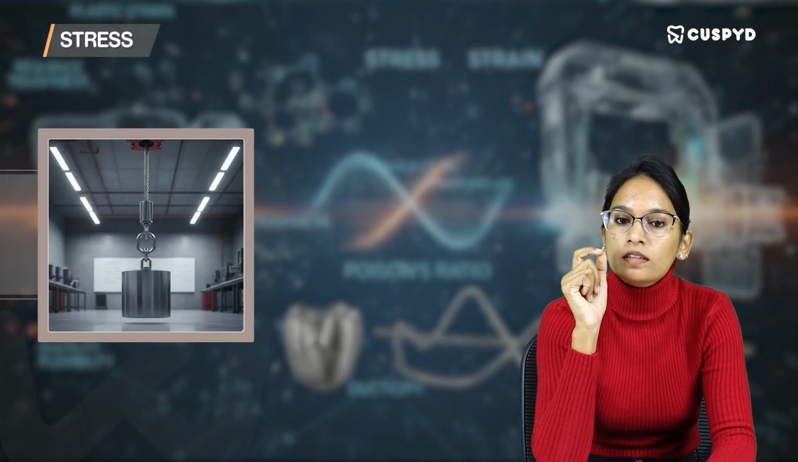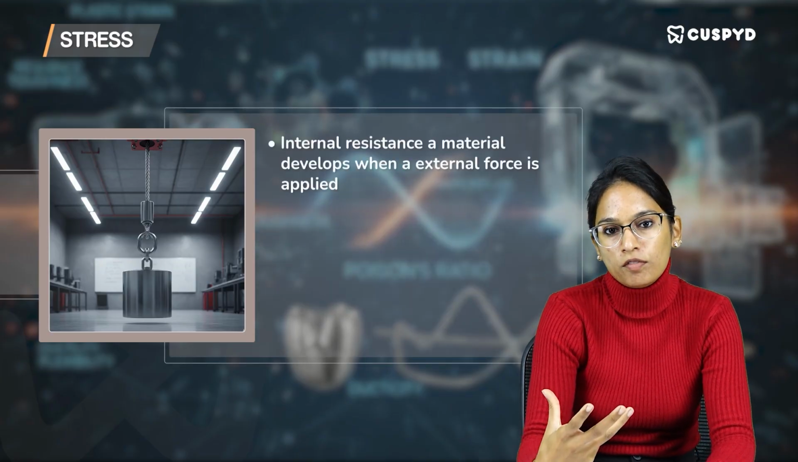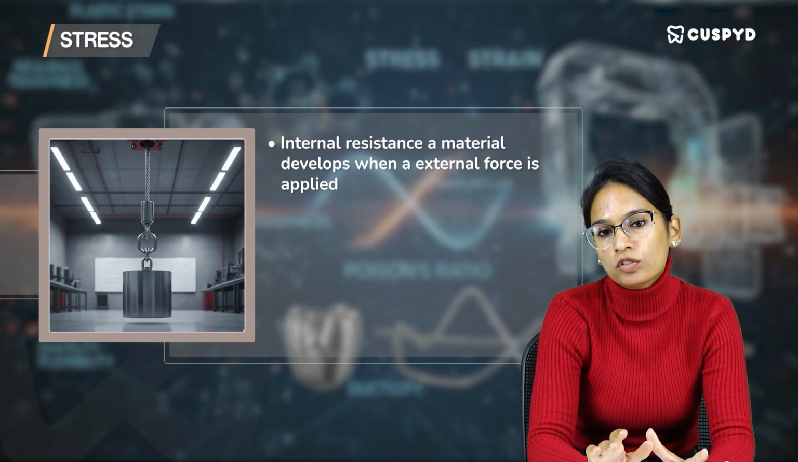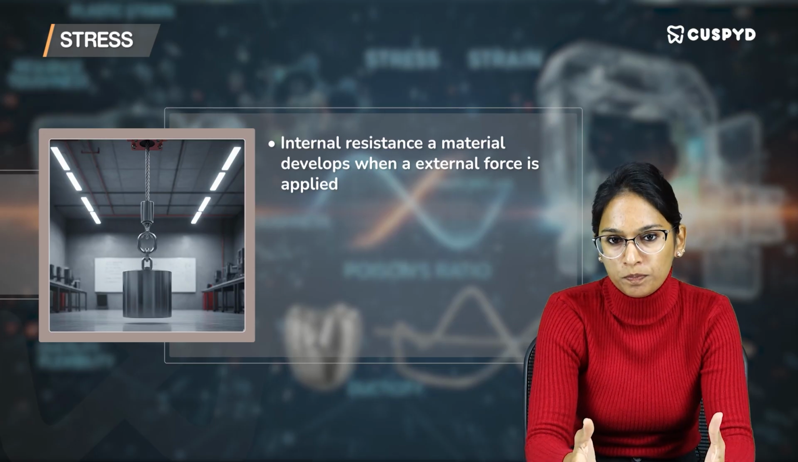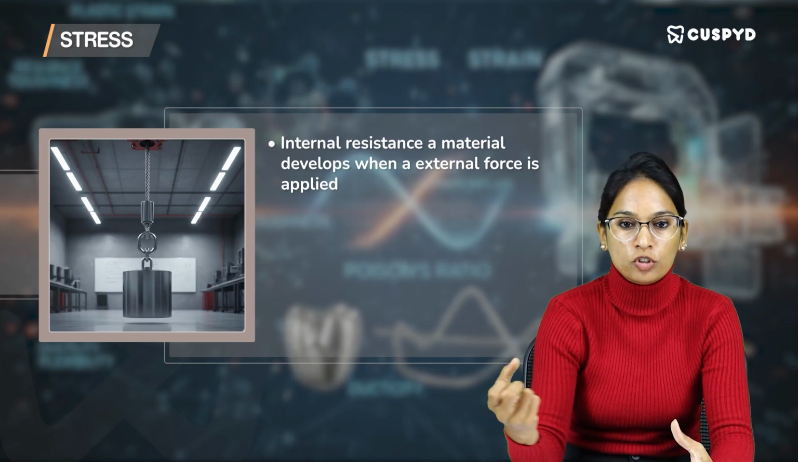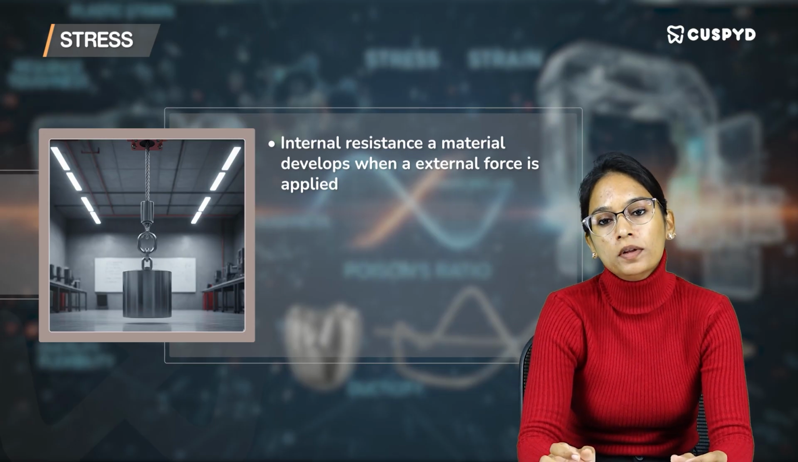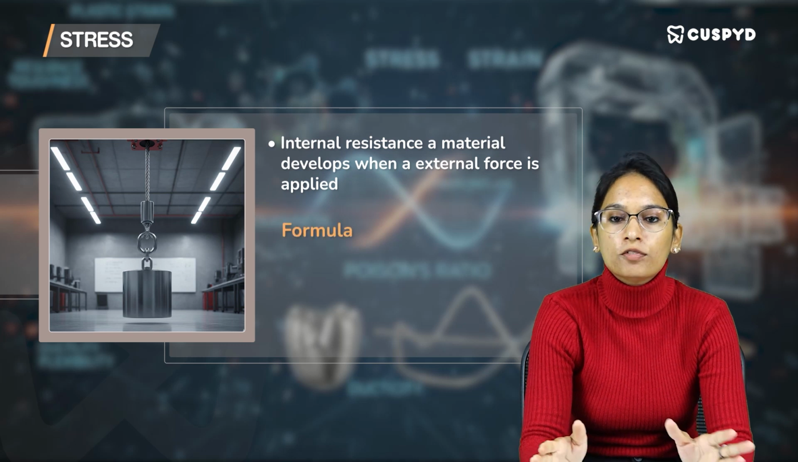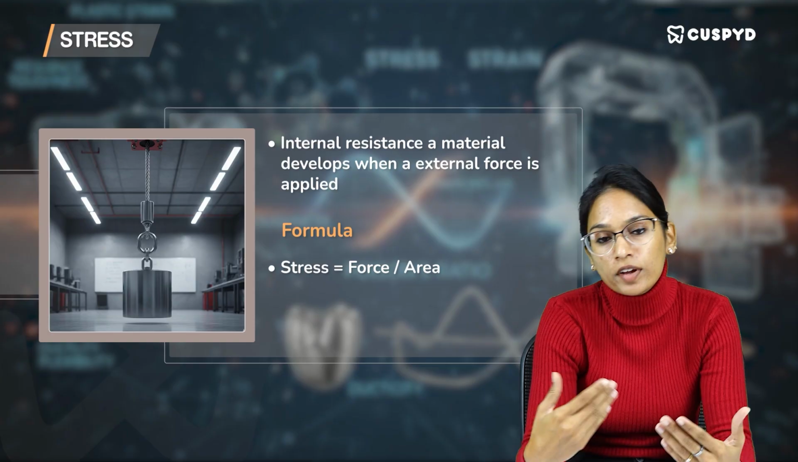Let's start with the very first building block, stress. Stress simply means the internal resistance a material develops when an external force is applied. Whenever a force acts on a tooth, a wire, a crown, or a clasp, the material pushes back. That internal pushback is called stress. The formula is the simplest one in the whole chapter, where the stress is nothing but force per area. And this tiny formula is the beginning of everything.